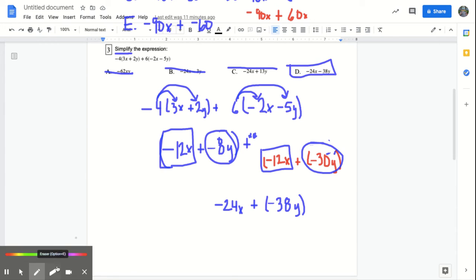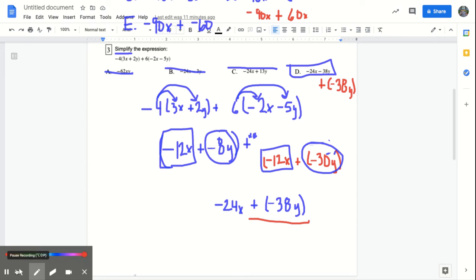And the reason why is that when you subtract, you could change it to adding the opposite. So that's the same thing. Minusing 38y is the same thing as adding negative 38y, which is what we got here in the answer.